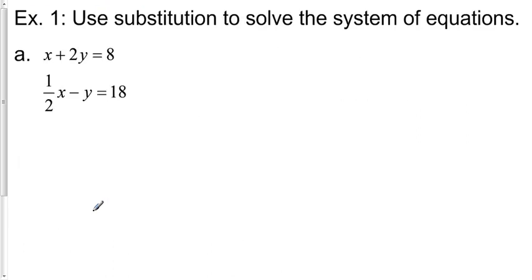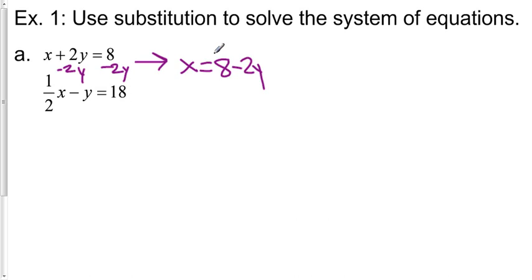Let's try this example. So step 1, we have to get one of the equations solved for x or for y. And if I look at the top equation, it's pretty easy to solve this one for x because I have just a single x in this top equation. So to do that, I'm going to subtract 2y from both sides. And then I can rewrite the top equation as x equals 8 minus 2y. Those aren't like terms, and so we've got to keep them separate.